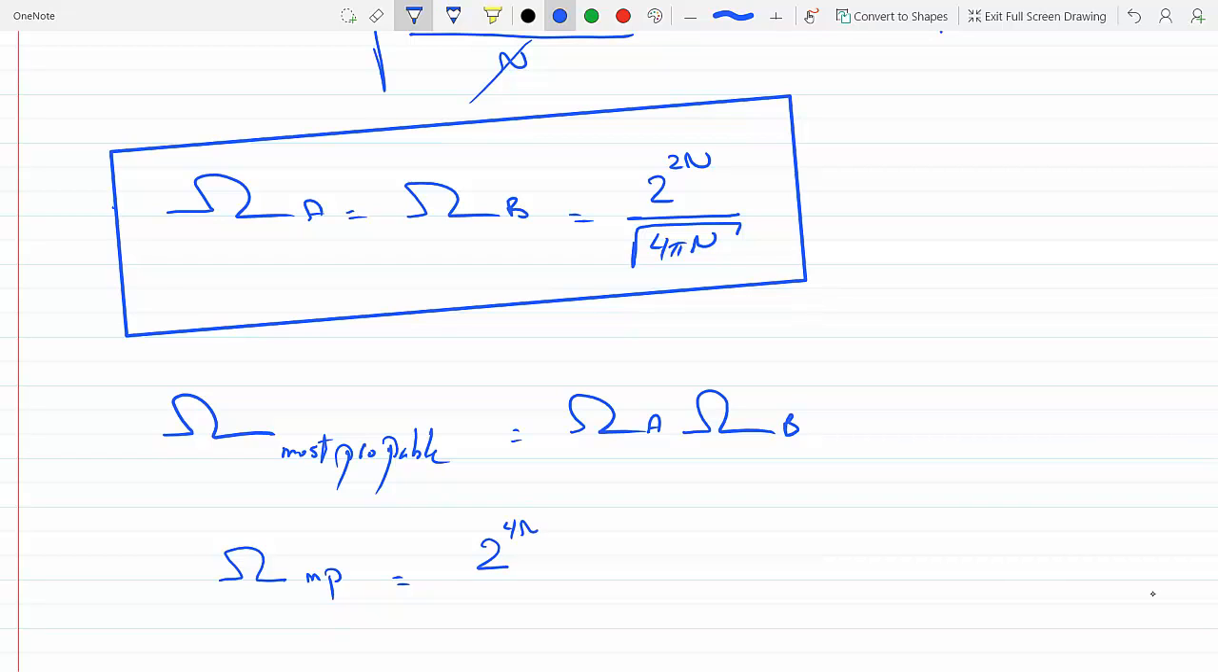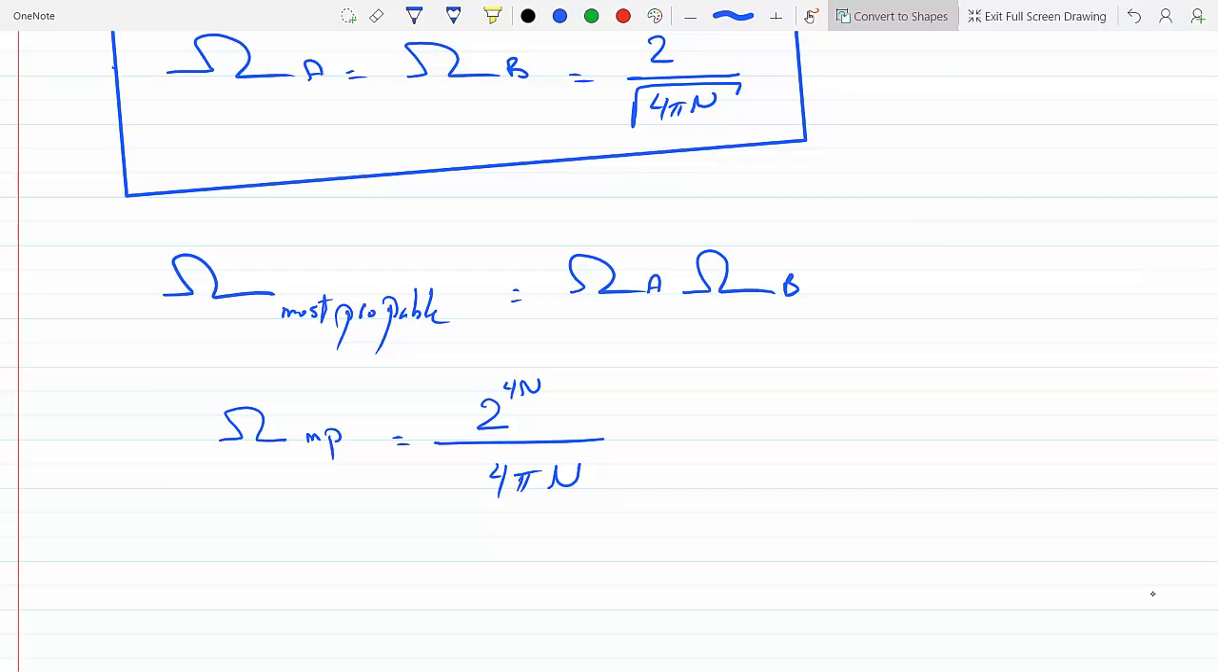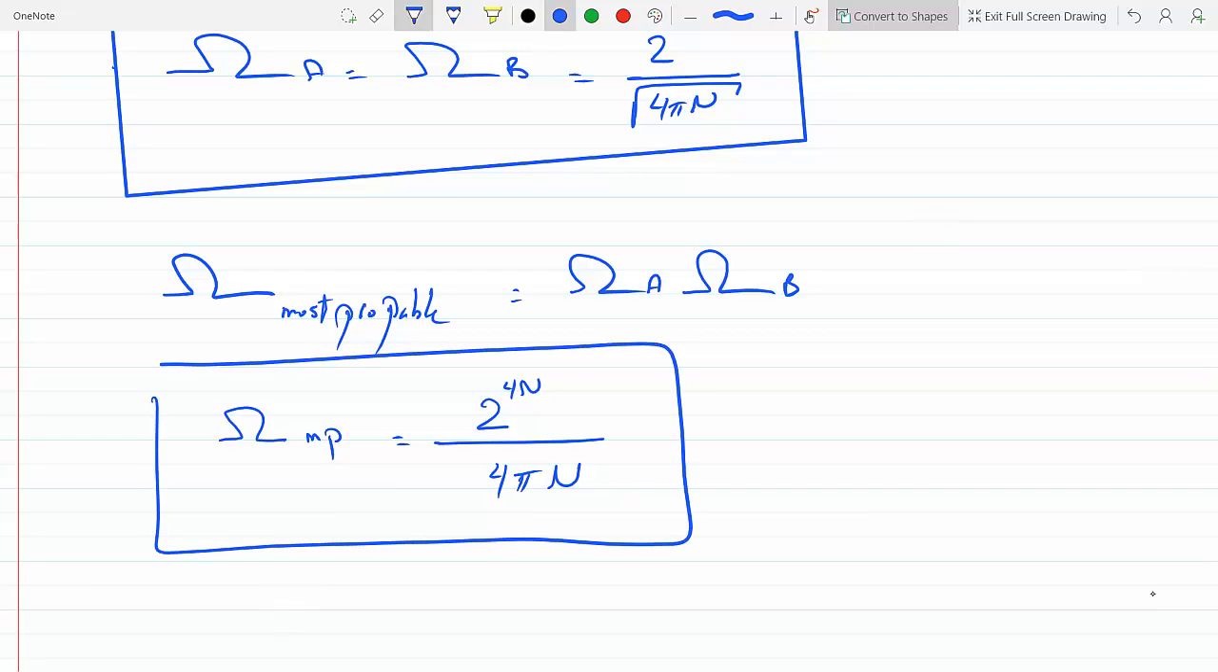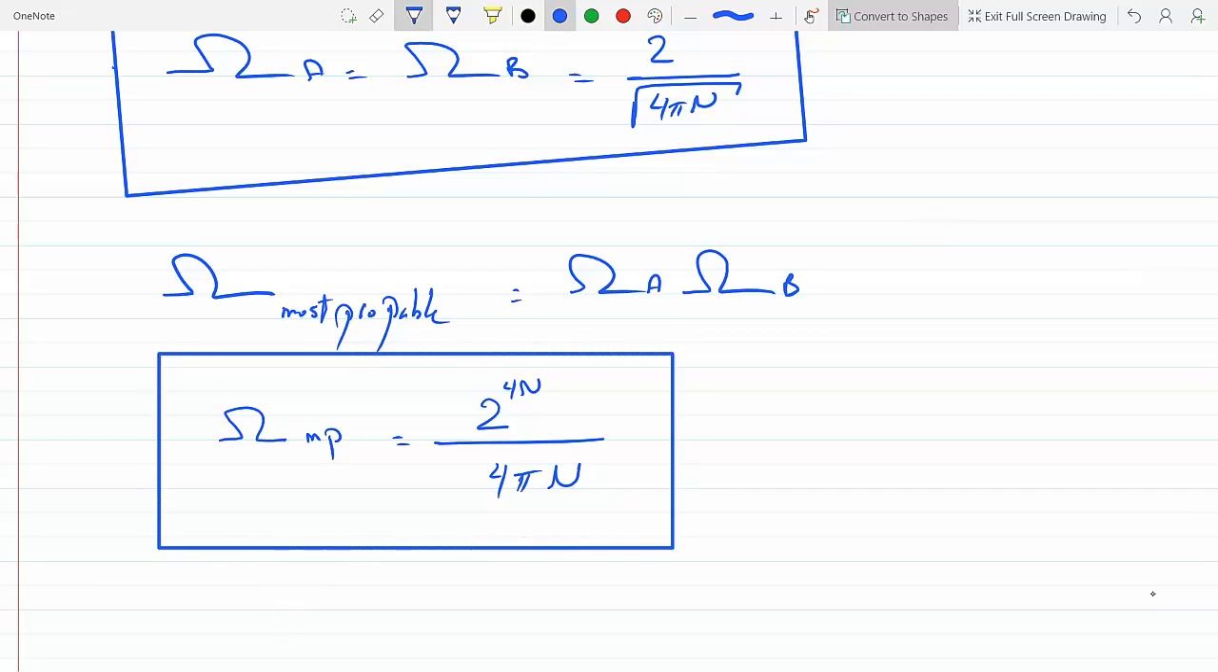2 to the 4n divided by, so I'm just multiplying 2 to the 2n over square root 4 pi n by itself, or squaring it, so I get 2 to the 4n over 4 pi n. This would be the answer to part C.